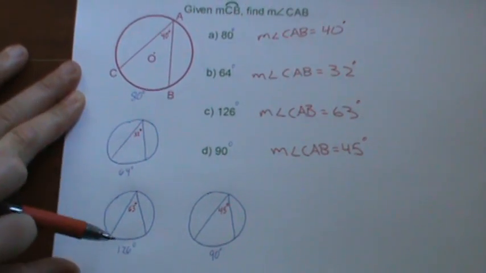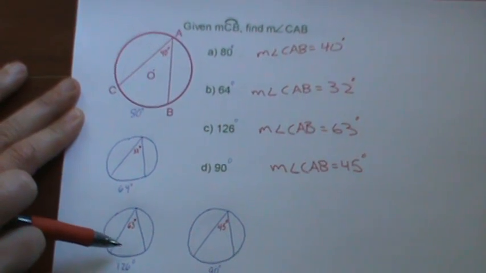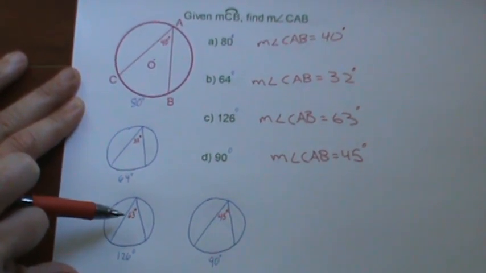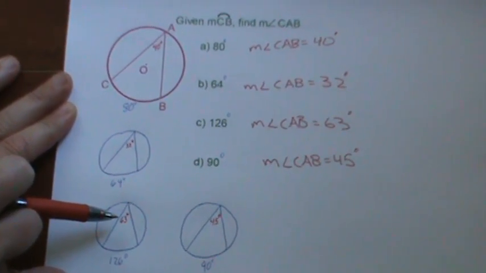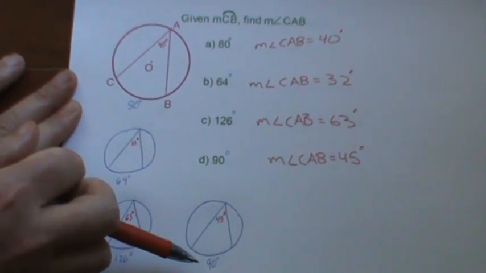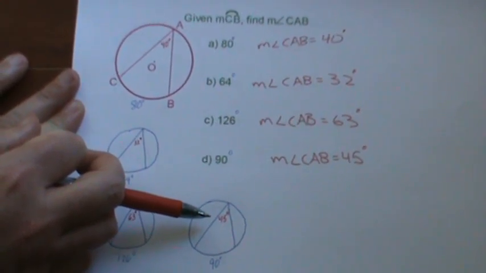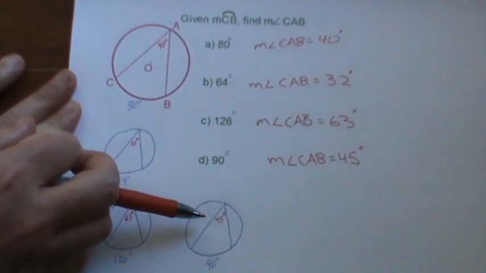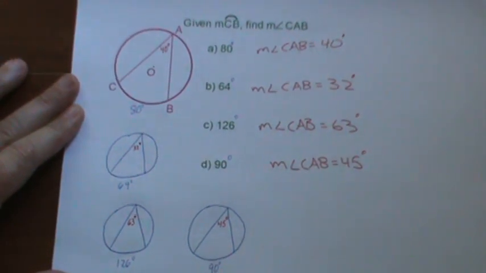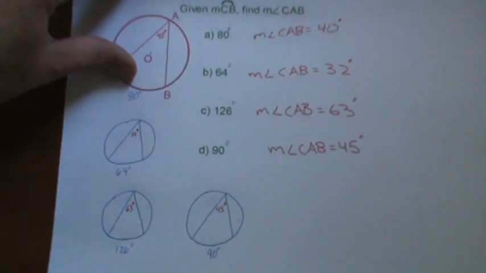When I'm given the measure of arc CB as 126 degrees, I conclude the measure of angle CAB is 63 degrees. Or if I was given the measure of arc CB as 90 degrees, I conclude the measure of angle CAB is 45 degrees. And the reason for that is the measure of the inscribed angle is half the measure of the intercepted arc. We can go the opposite way with that as well.